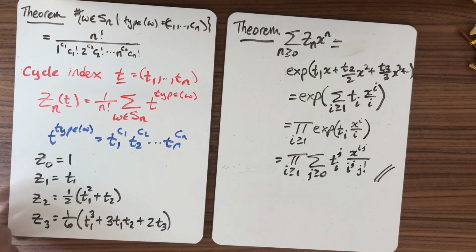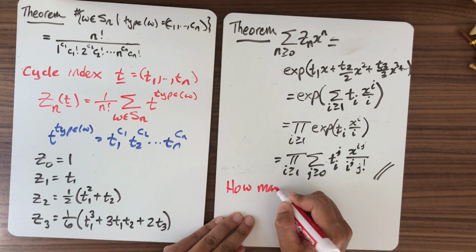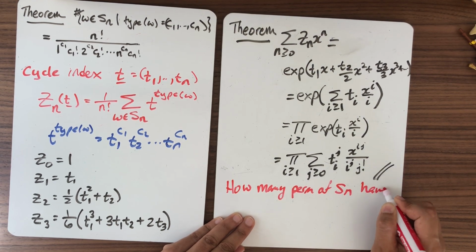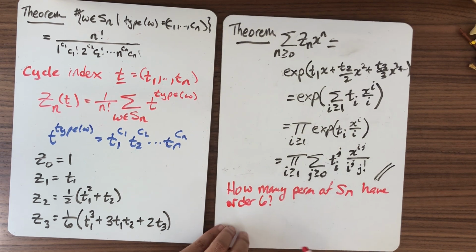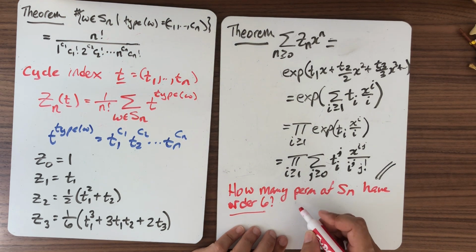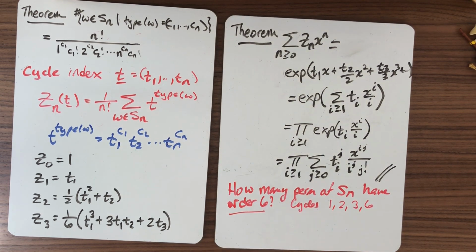And if I wanted to give an example where I'm saying, okay, how many permutations of Sn have order 6, then the order 6 is useful when you're thinking about cycle type, because that means that every cycle has to have order dividing 6. So that means that my cycles are going to be 1 cycles, 2 cycles, 3 cycles, and 6 cycles, and no other cycles.